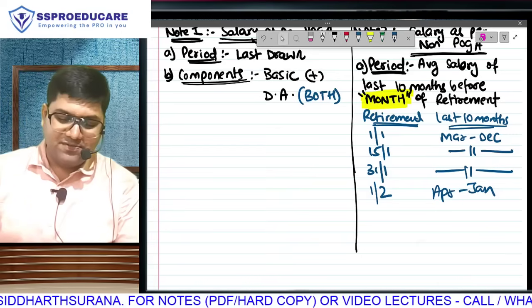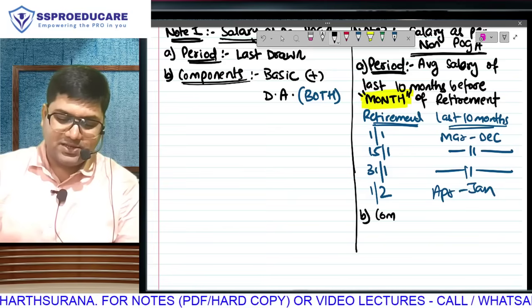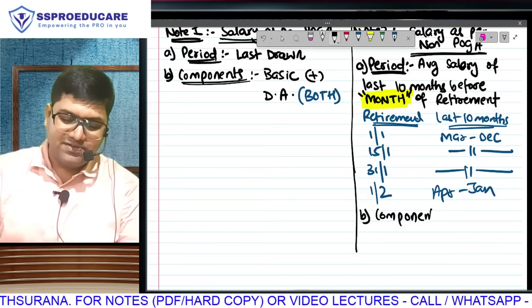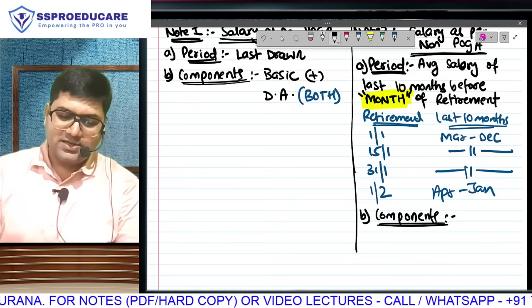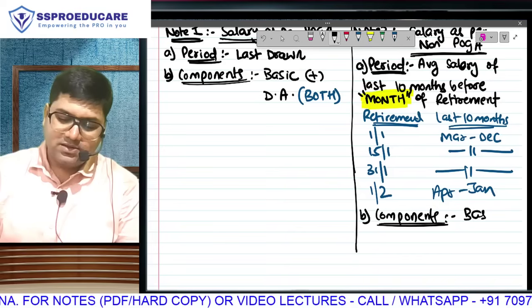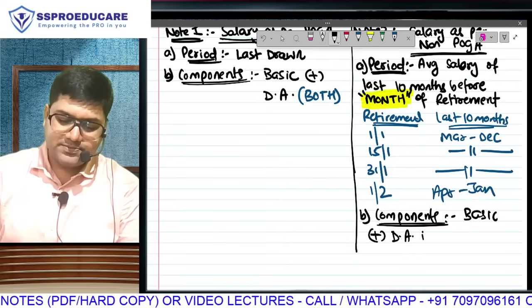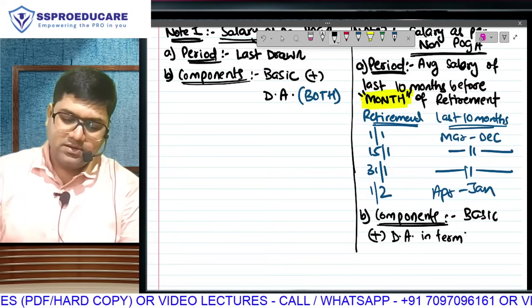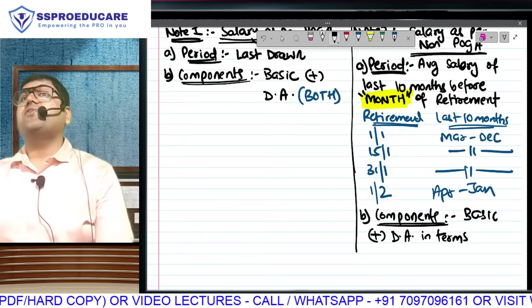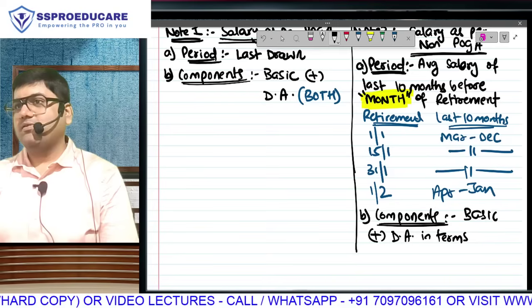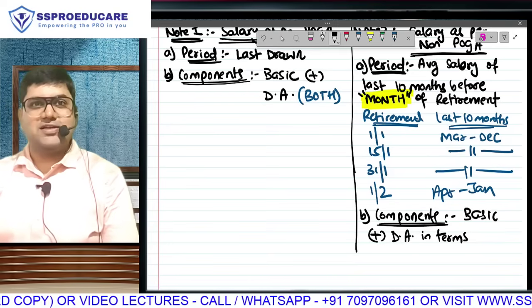So whatever we will manipulate or change as income tax people, we will change on the right side. Basic we will take. But when it comes to DA, we will take only which DA? DA in terms, because this is as good as basic salary. This can't be manipulated. This is fixed from day one.